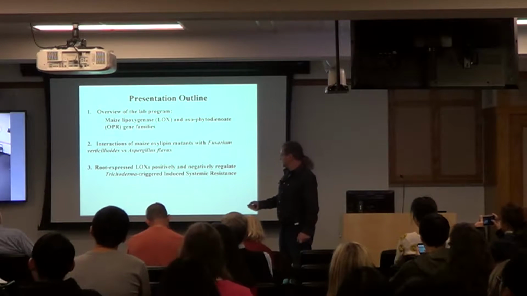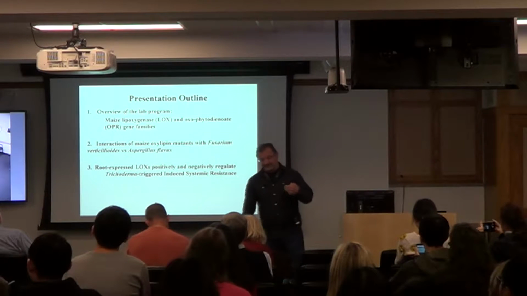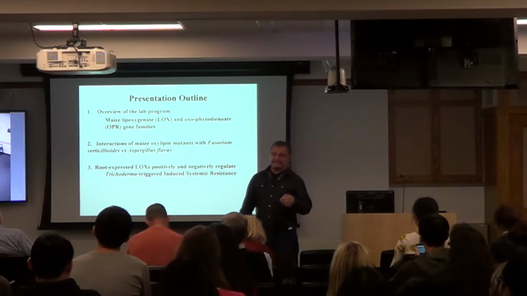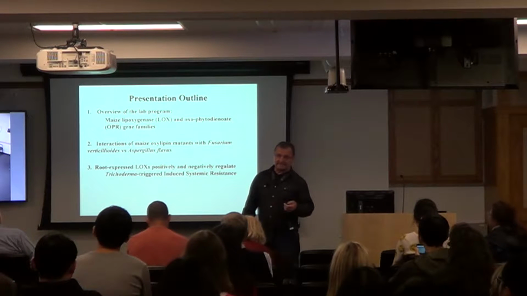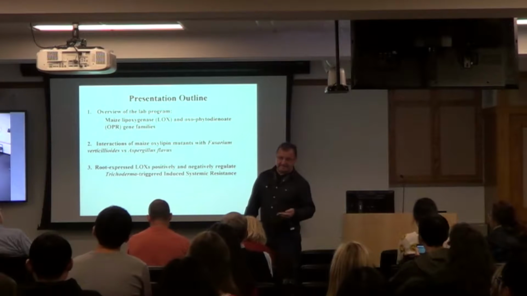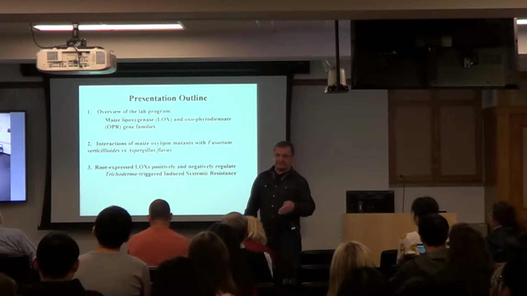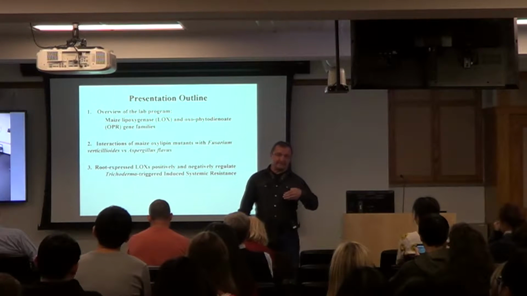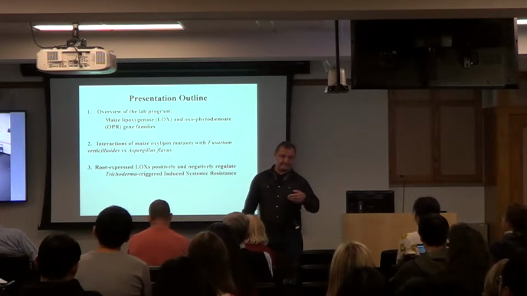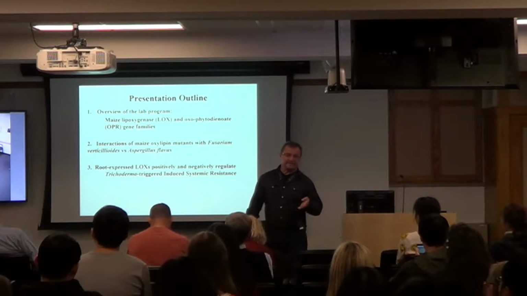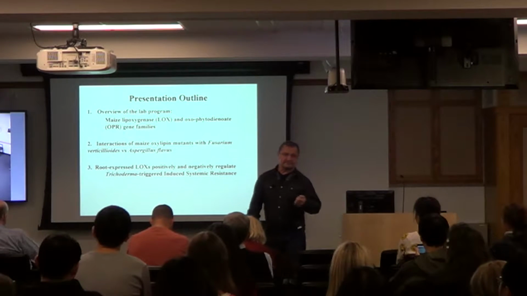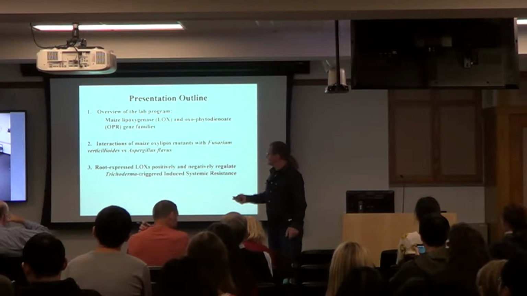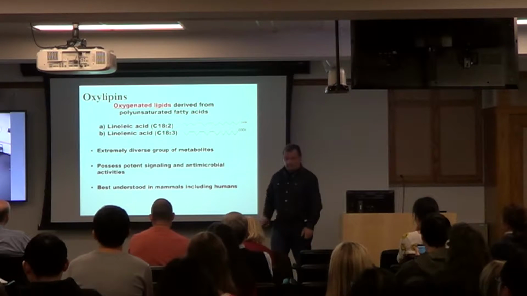And then I will finish up by showing you the data that suggest that the lipoxygenases and oxylipins that are expressed in roots have a strong, either positive or negative role in the interaction with Trichoderma virens and conferring induced systemic resistance in the above-ground organs. That's also a new project. So what are oxylipins?